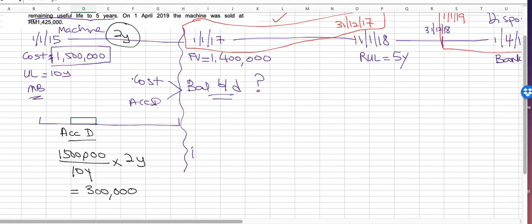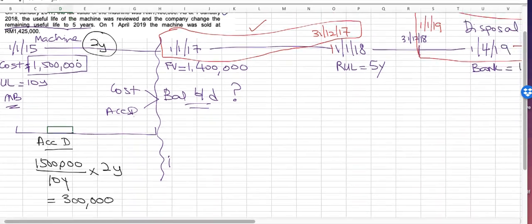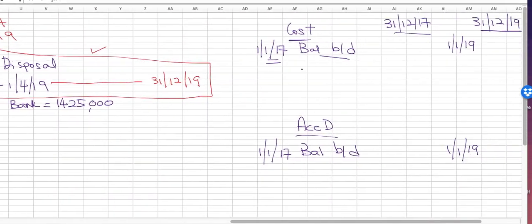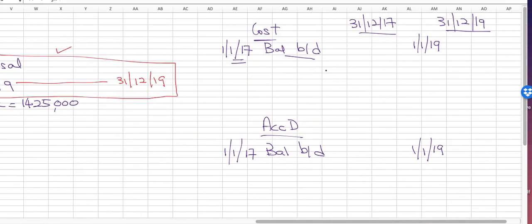Okay, so these are the figures, the cost and the accumulated depreciation that you carry from the previous period into 2017. Therefore, that's why if you check the answer, the balance BD in 31st for year ended 31st December 17 will be 1.5 million. Okay, so you have 1.5 million here.